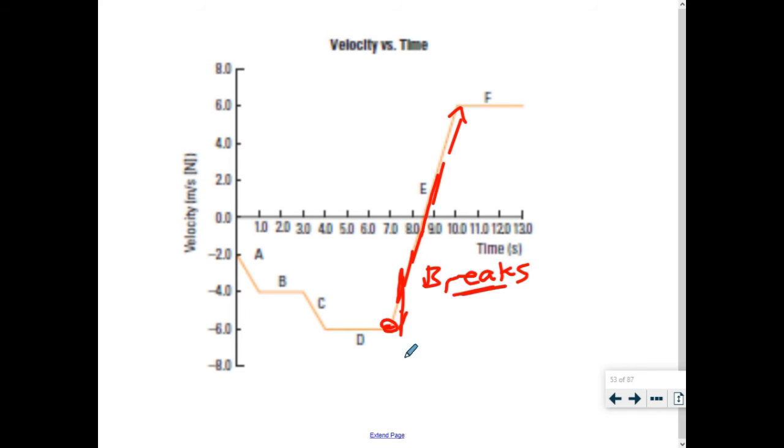This is actually the brakes, because you're going from negative 6 meters per second to 0, which means you were going in reverse, and in reverse you hit the brakes. And then at this point right here, you started going forwards.